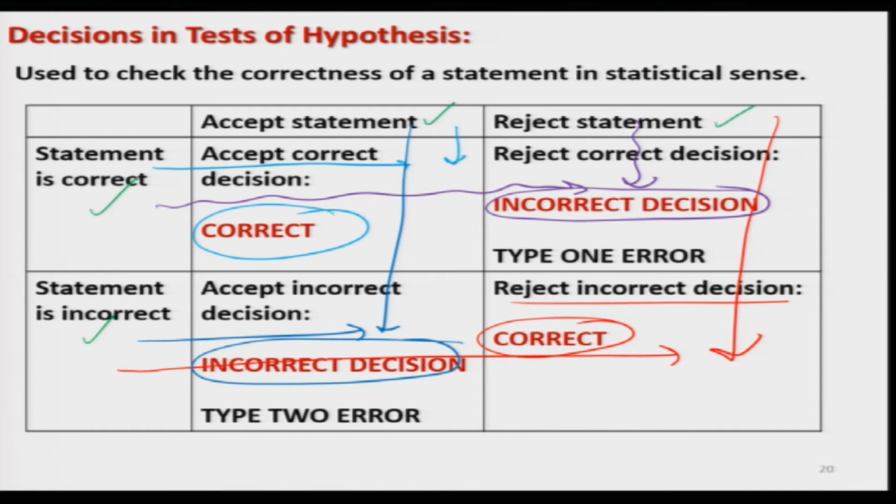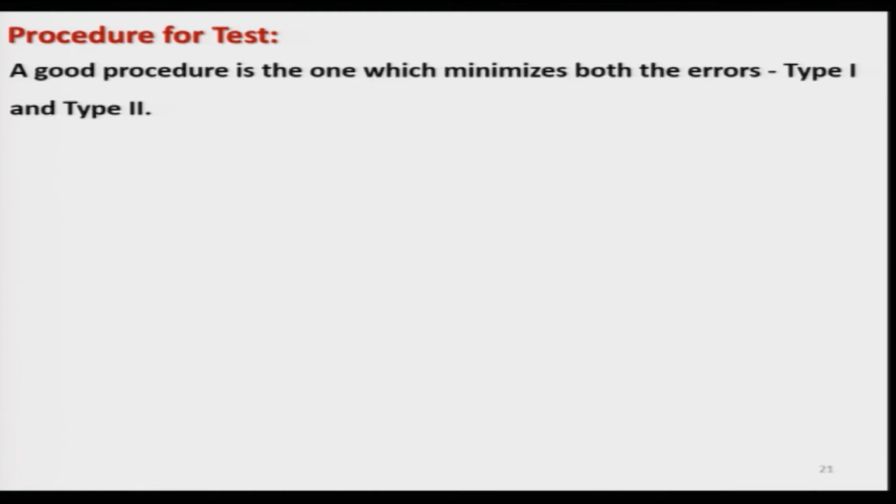Now, because there are 2 incorrect decisions, we try to give them a name. The decision where we are trying to reject a correct statement is called type 1 error. And when we are trying to accept an incorrect statement, this is called type 2 error, right. So, now a good procedure to know which of the hypotheses is correct can be a procedure which minimizes both the errors, that is type 1 error and type 2 error.